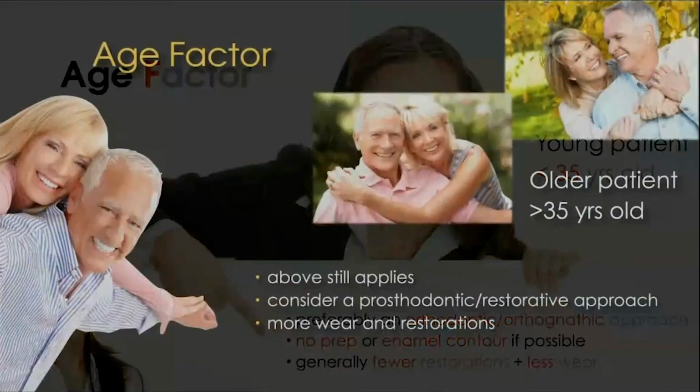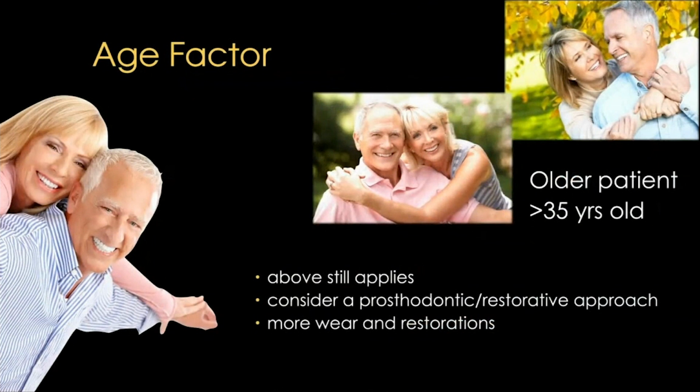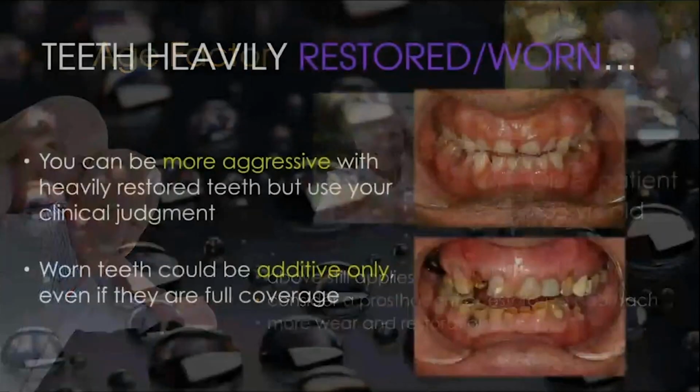Now, if somebody is a little older, greater than 35, and I use that as a hasty generalization, it could be 40, but the above still applies. I want to be conservative, but I might consider a prosthodontic restorative approach if the person has a lot of old restorations or more wear in restorations. Let's say they're in their 50s and they've had crowns in for 25 years, and their gum position's a little bit different, so they may want a different change with that too.